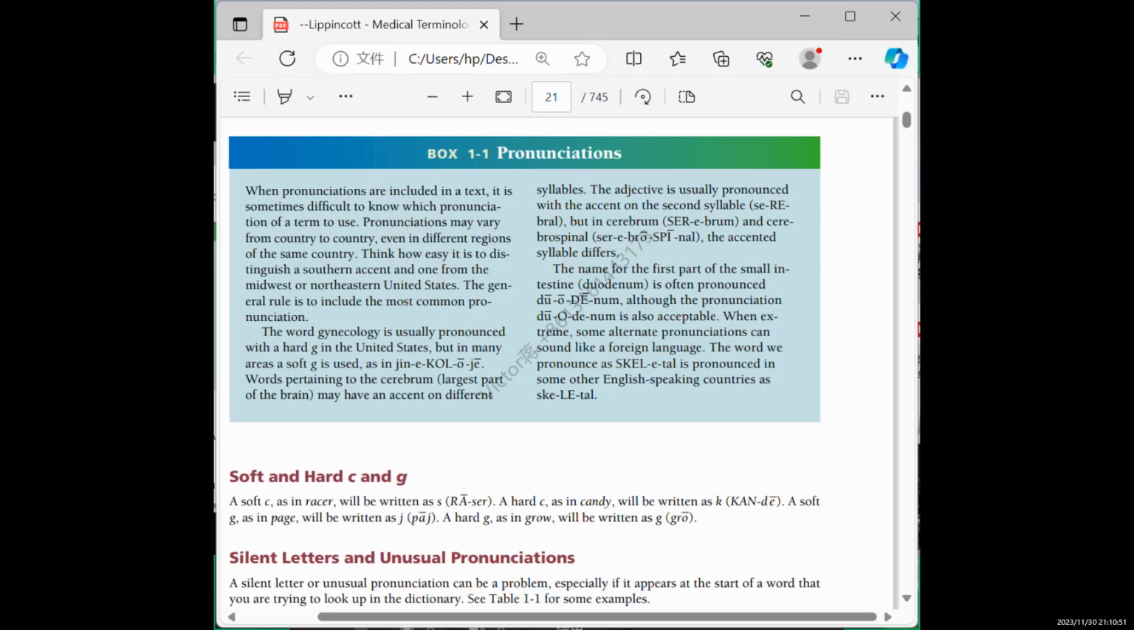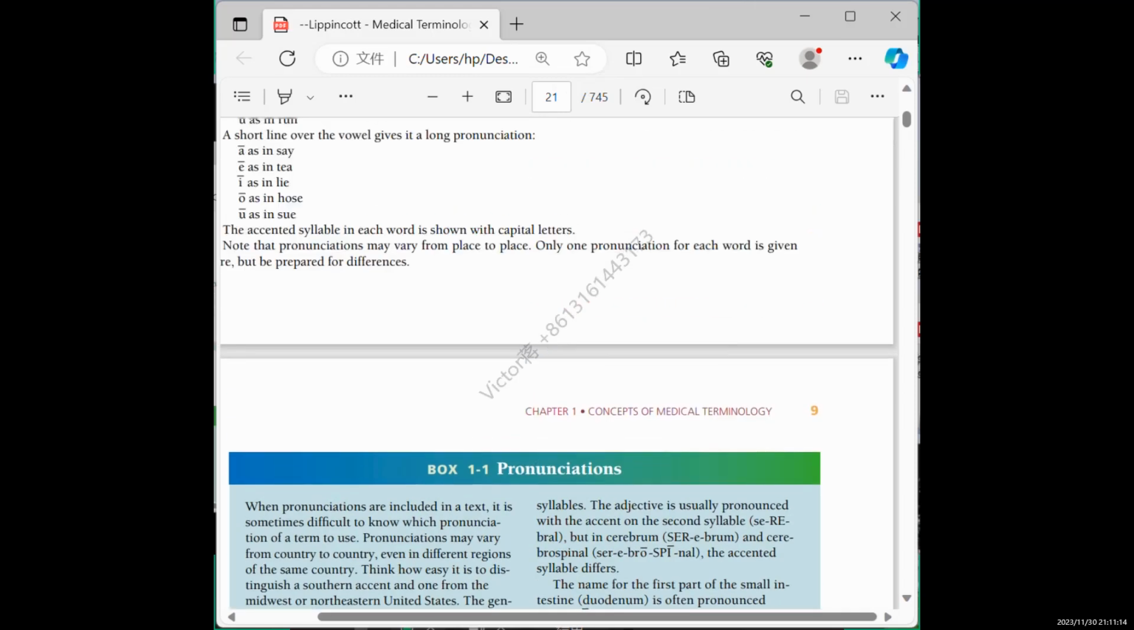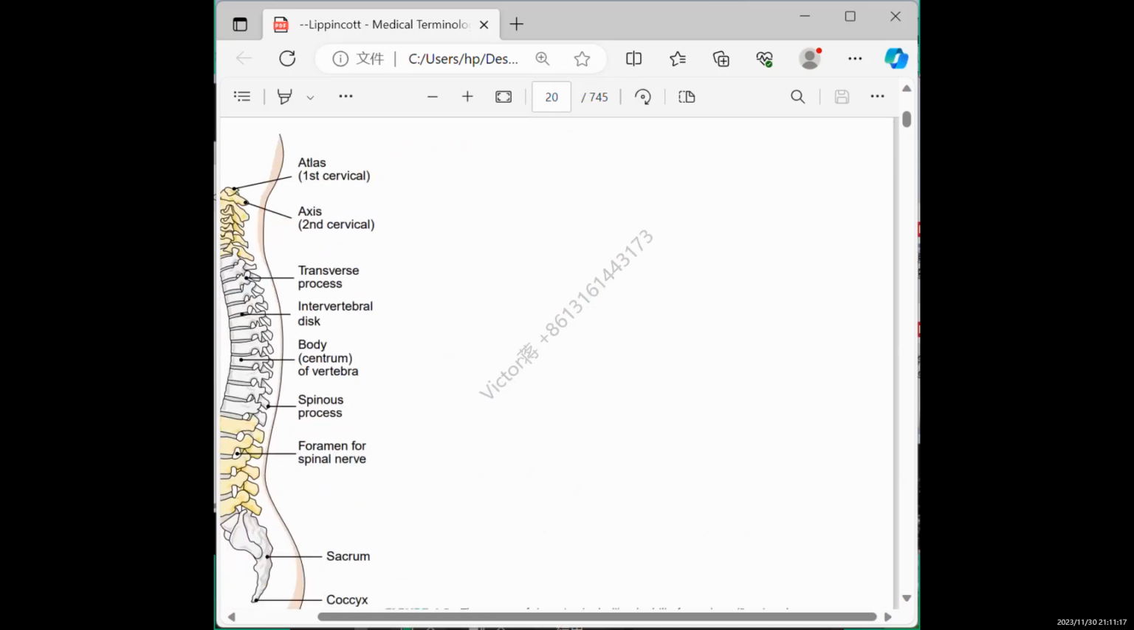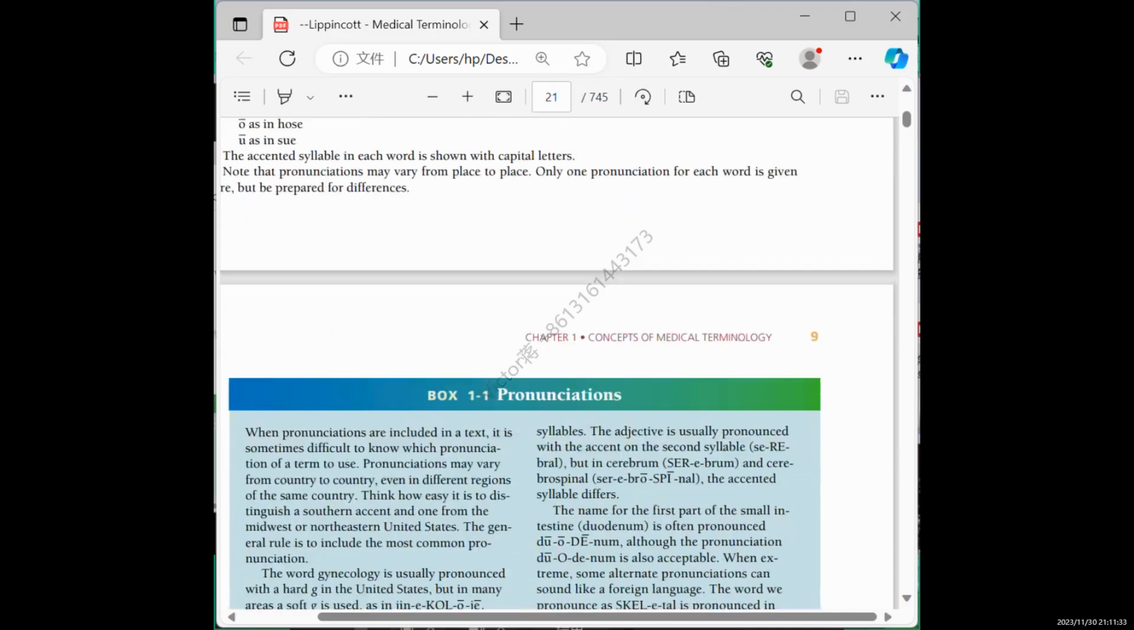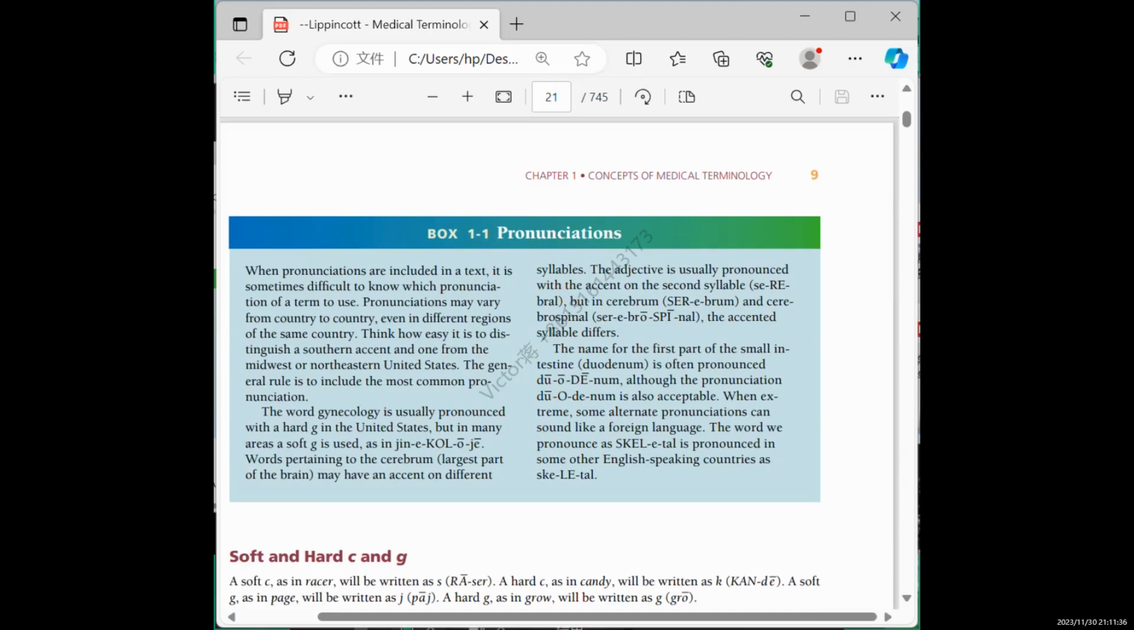But in cerebrospinal, I've talked about cerebro here. Cerebro means of the cerebrum, right? But spinal, spinal cord, is part of the central nervous system. Here we can see the outline of the spinal cord in the bone shape, with the spinal cord running through from the top to the bottom of the spine. Spinal cord is part of the central nervous system.